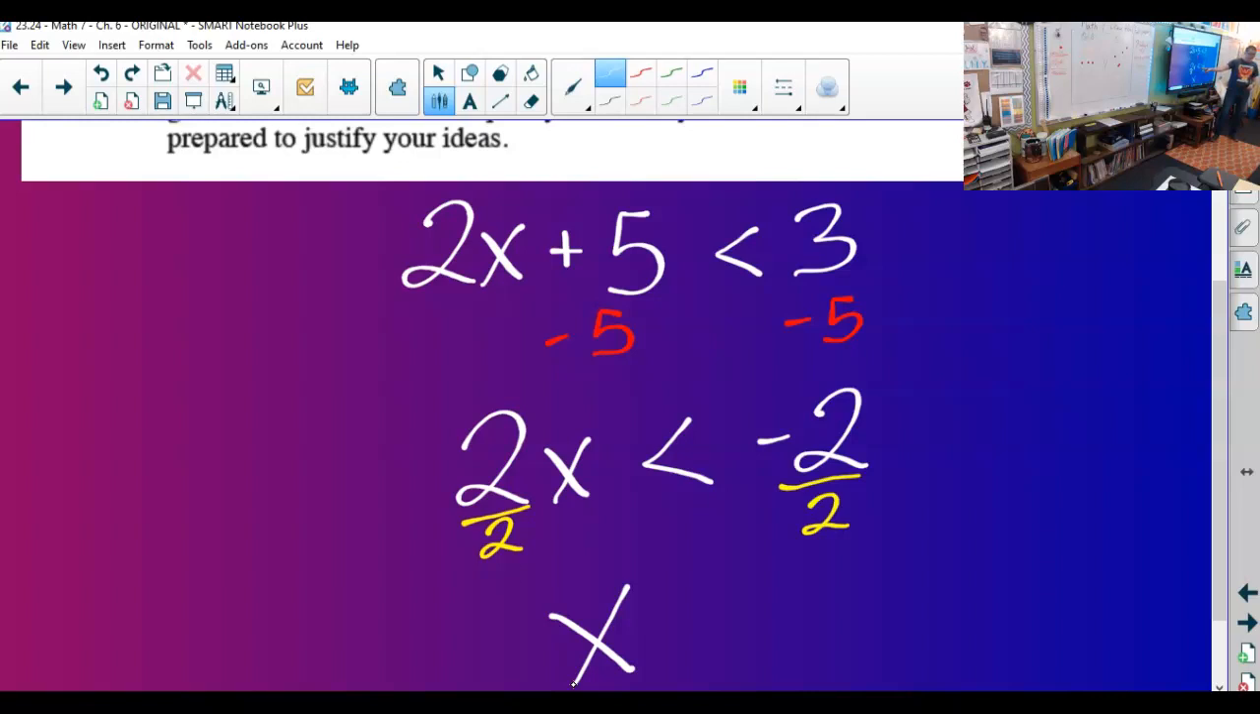How do I say this? Is less than. What's -2 divided by 2? -1. Now, how do we graph this?